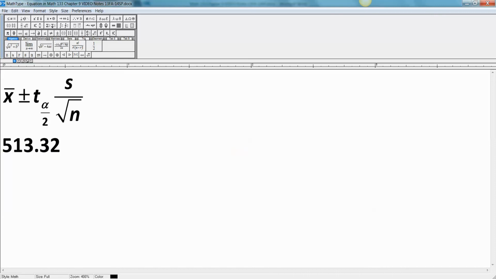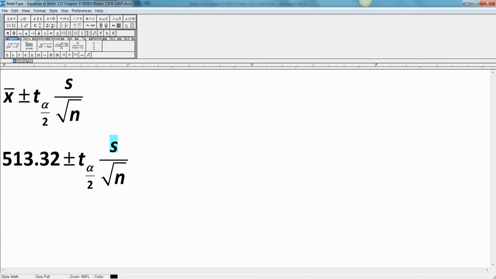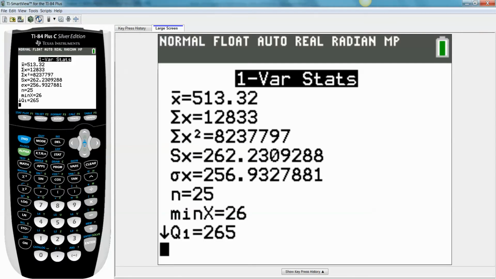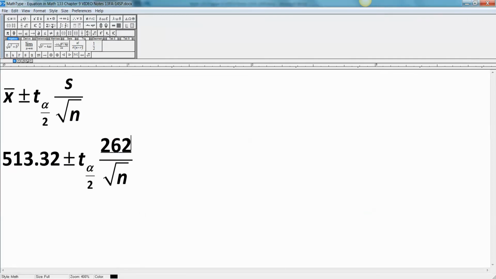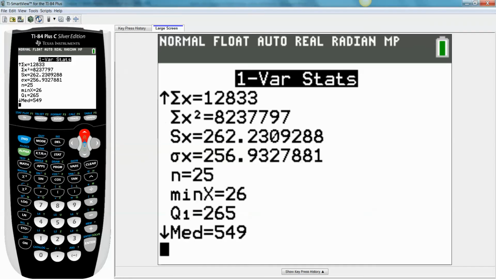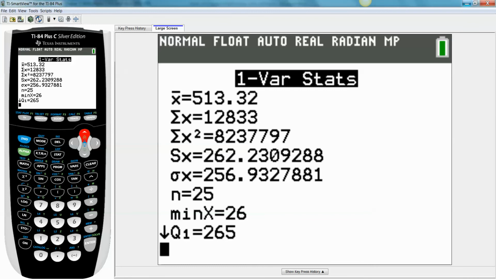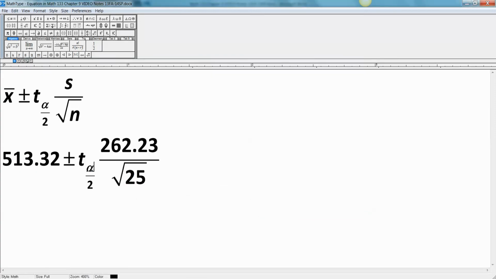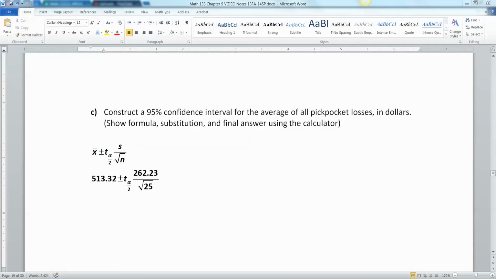Okay, so x bar we just found. It was 513.32 plus or minus t. Well, we'll figure the t part out in a second. And then s. S we can get out of the calculator as well. S is sx, the standard deviation. So it's 262.23. Square root of n. N was 25 right there. So 25. T is the rough one. Let's go figure t out for a second.